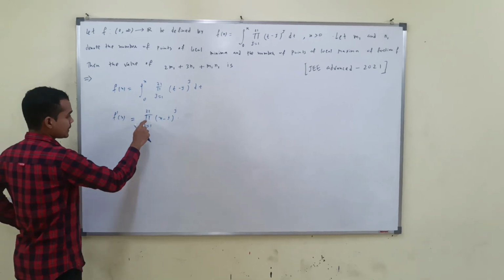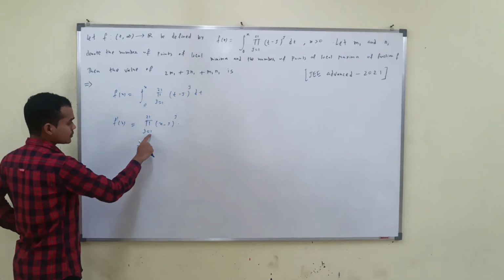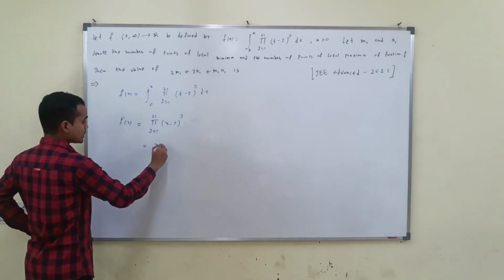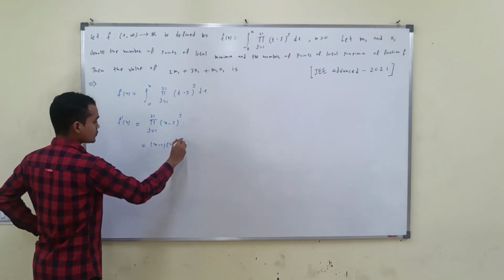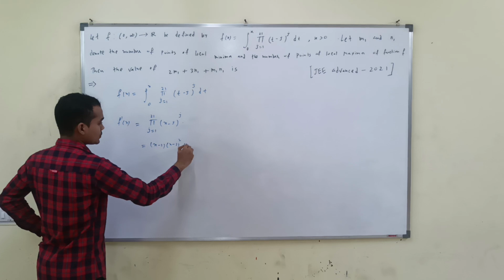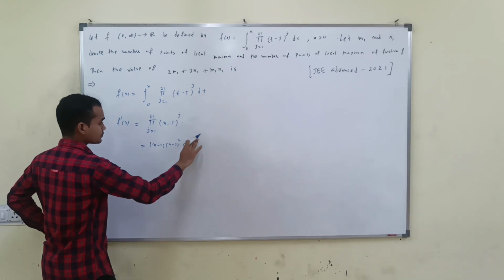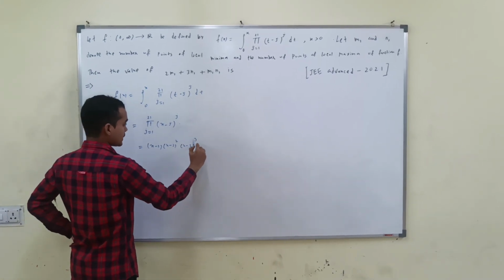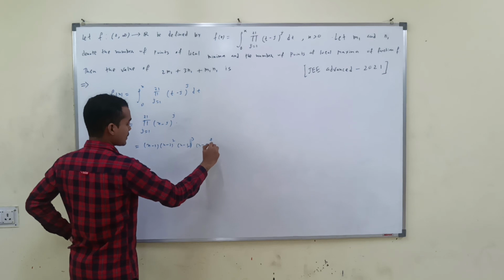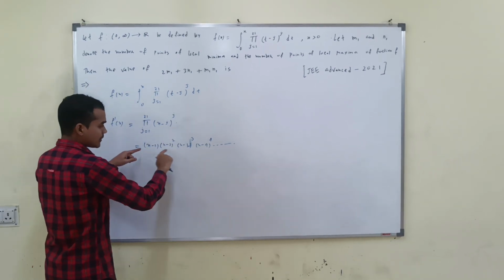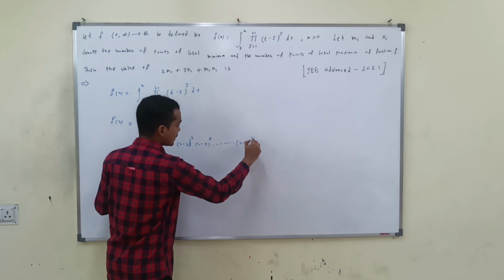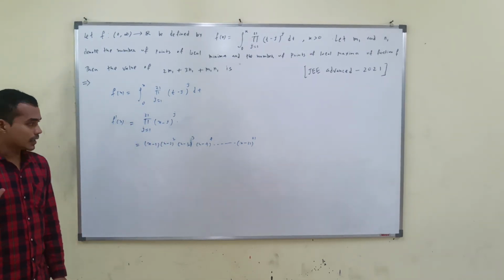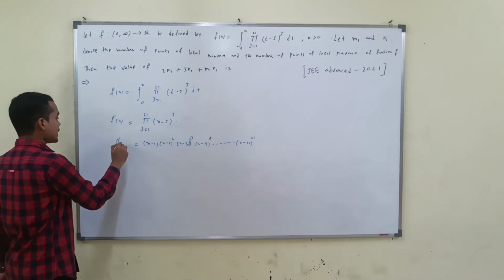Now expand. This is a product sign. Now put j equal to 1, so that means (x minus 1) power 1. Put j equal to 2, that means (x minus 2) power 2. Put j equal to 3, (x minus 3) power 3, similarly (x minus 4) power 4, and so on, as one term in product form. The last term is (x minus 21) power 21. So this is f dash x.